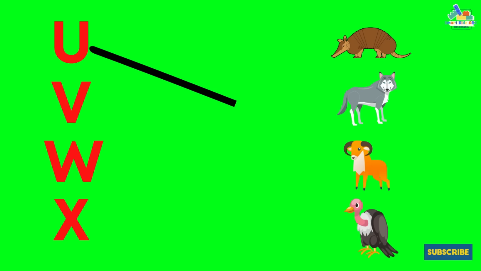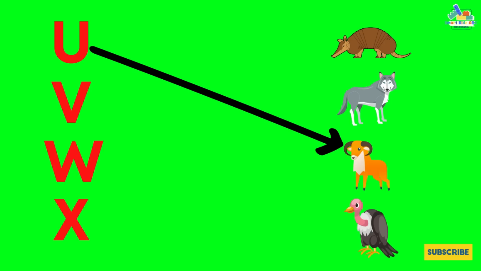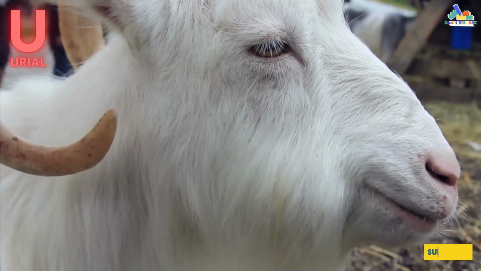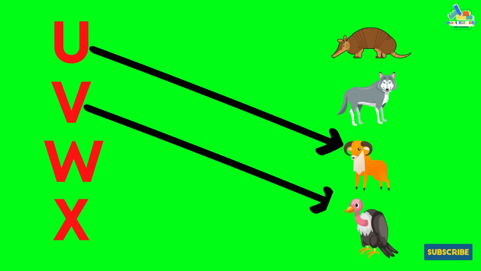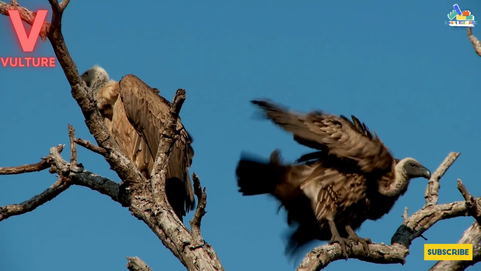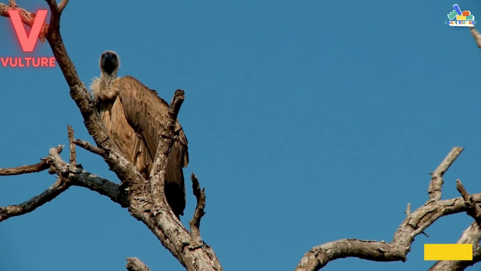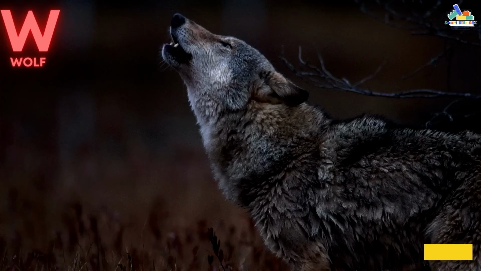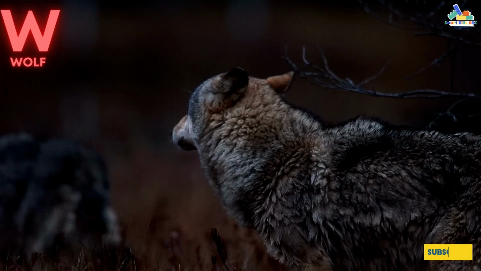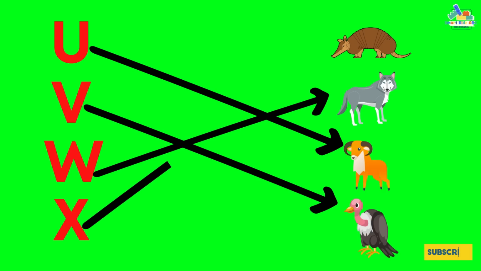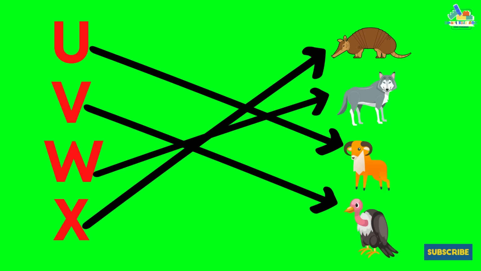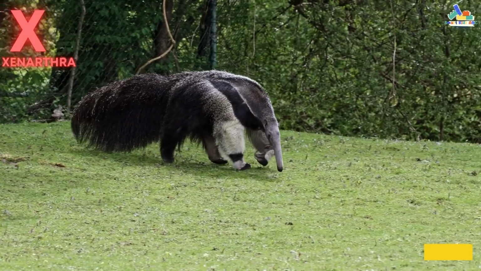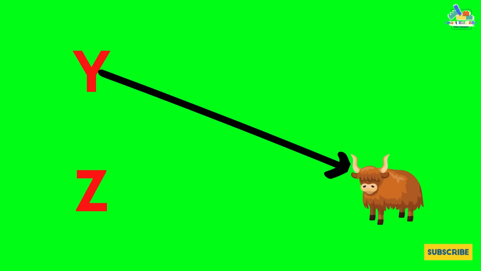U. U for urial. V. V for vulture. W. W for wolf. X. X for Xenarthra. Y. Y for yak.